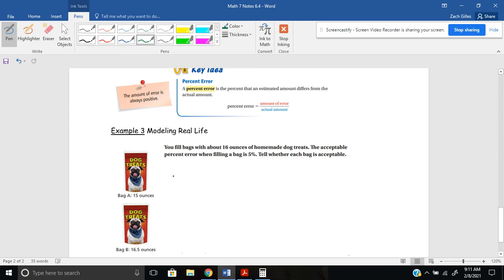Okay, well, for bag A here, the first thing I'm going to do is find the amount of error. So I know my dog bags are supposed to be 16 ounces. In bag A, I only have 15 ounces. So 16 that I'm supposed to have minus the 15 that it actually is gives me 1 ounce of error. For letter B, I'll do the same thing. I'm supposed to have 16 ounces, and the amount that's in here is 16 and a half. So 16 and a half minus 16 would give us 0.5 or half an ounce of error. You can see this one is a half of an ounce too heavy, and this one is 1 ounce too light compared to what it's supposed to be.